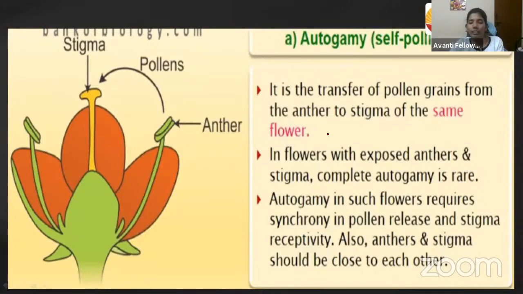So autogamy in such flowers requires a synchrony in pollen release and stigma receptivity.